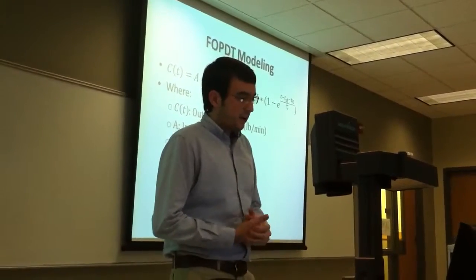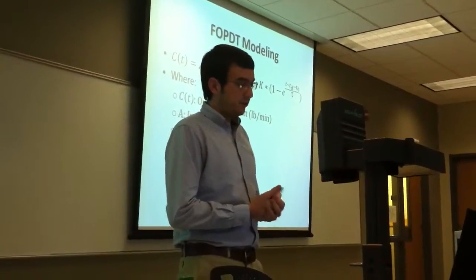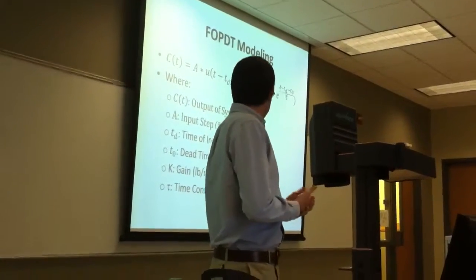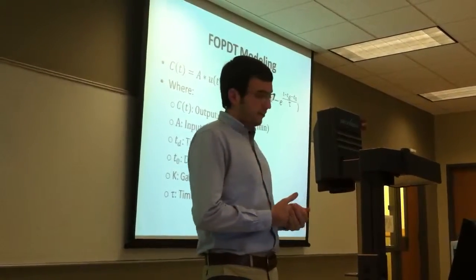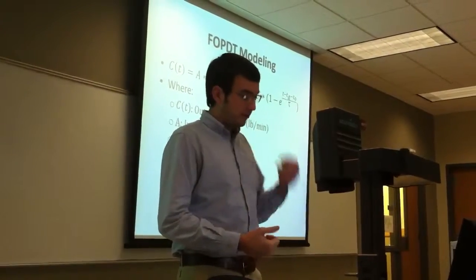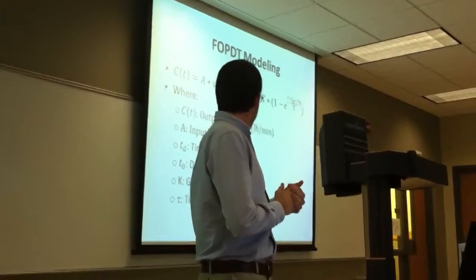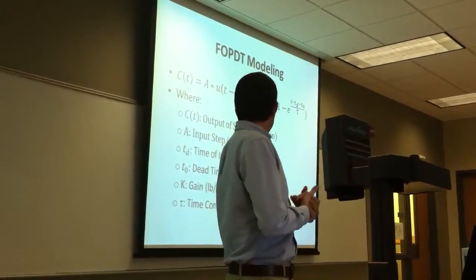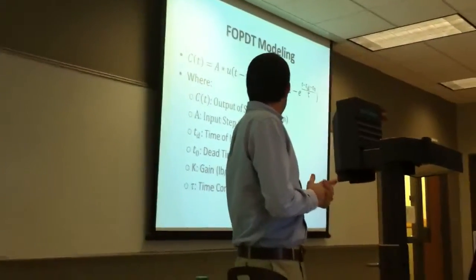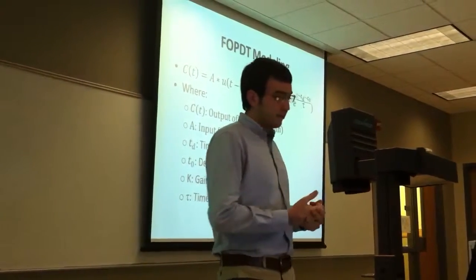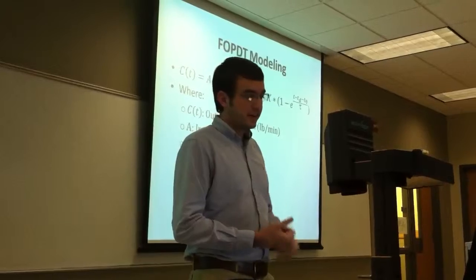In the FOPDT modeling, this is the equation that we use. C of T is the output of the system, A is the input step, TD is the time of the input step, TO is the dead time, and K is the gain. Tau is the time constant. For our analysis, the A and TD are known, so we will adjust the dead time, gain, and time constant in order to make it a best fit for our data.